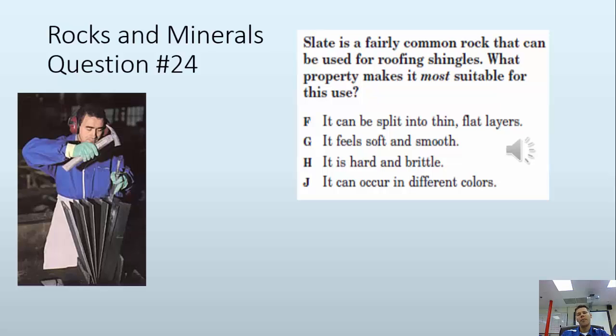Slate is a fairly common rock that can be used for roofing shingles. What property makes it most suitable for this use? Well, if you look over here at the picture, this is a man that works with slate to make roofs. And what he's doing is he's taking this foliated or layered metamorphic rock and he's splitting it along its cleavage plane. And slate splits very, very easily in very flat sheets. And remember, for a roofing shingle, you want a very, very flat sheet. So our best answer here is F. It can be split into thin, flat layers because slate is a foliated or layered metamorphic rock.